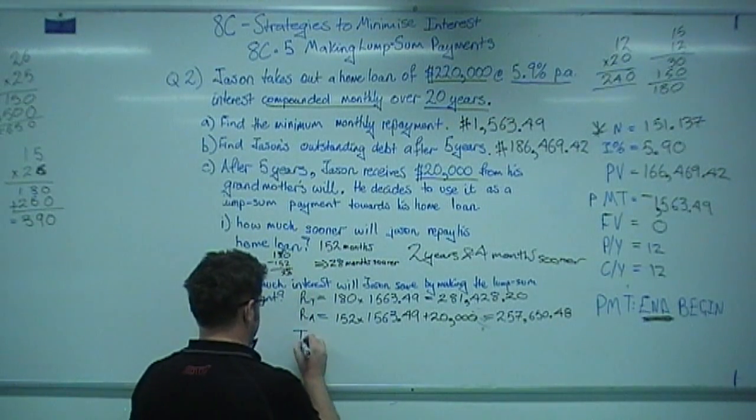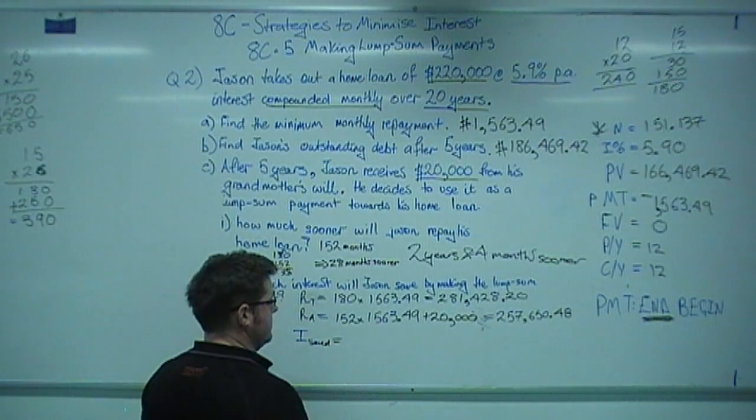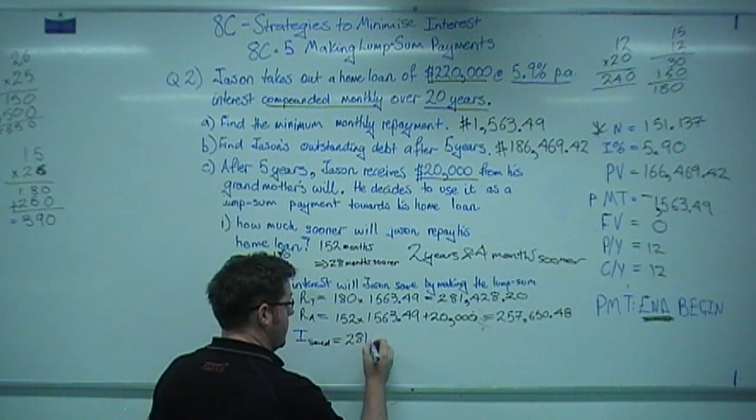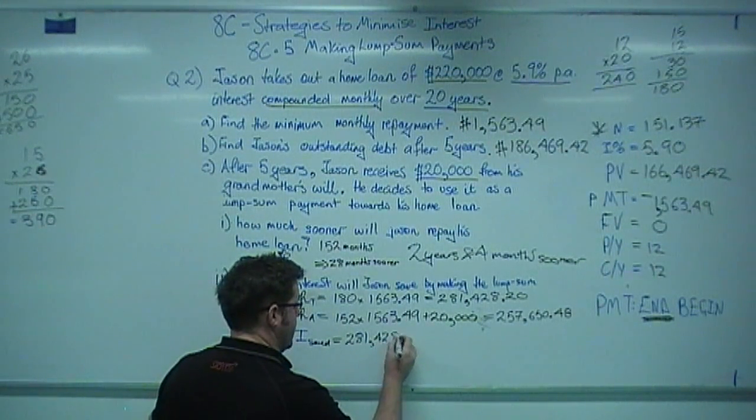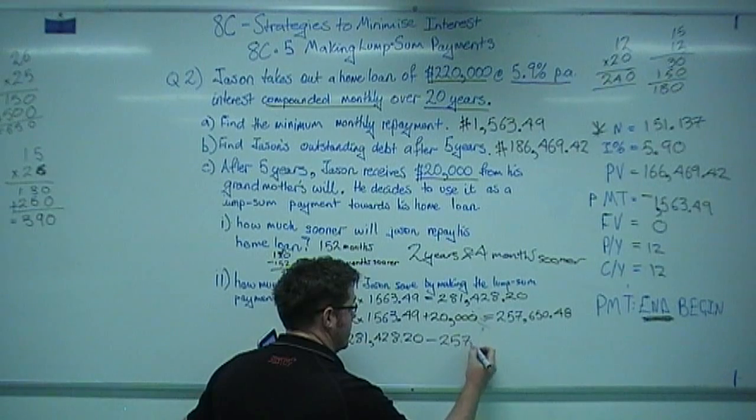So his interest saved is just the difference of these two. So I'm saying 281,428.20 minus 257,650.48.